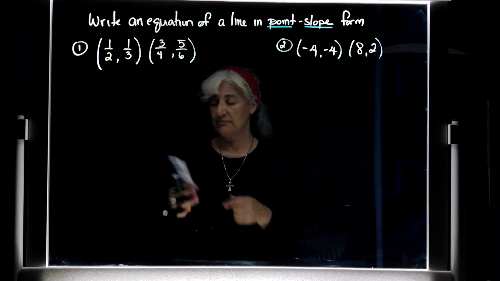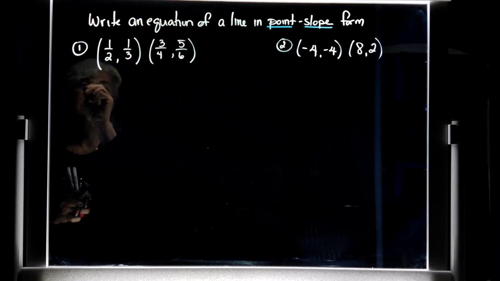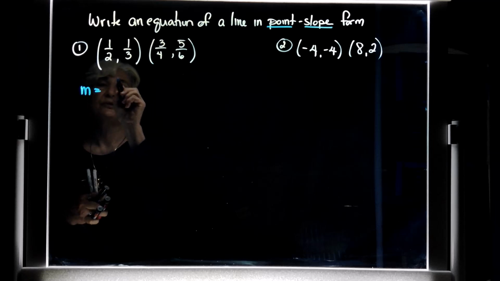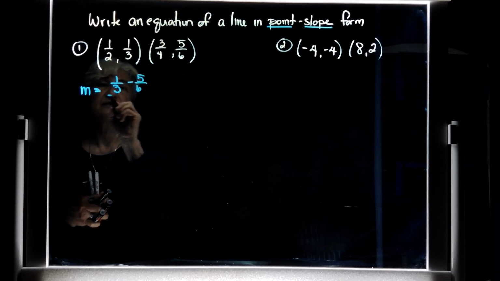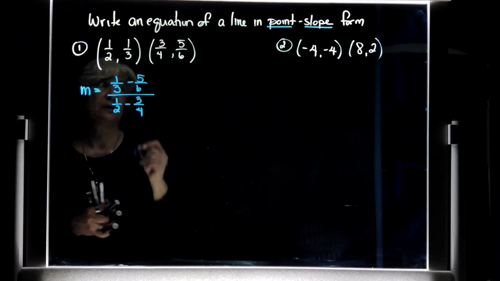What's the first thing we need? Yeah, we need the slope. They didn't give it to us. So let's set it up. M equals 1/3 minus 5/6. So I have to choose this x first, since I took the 1/3 first, minus 3/4.